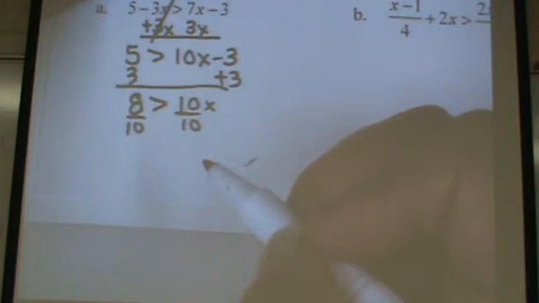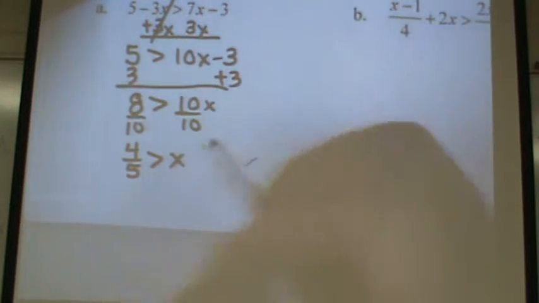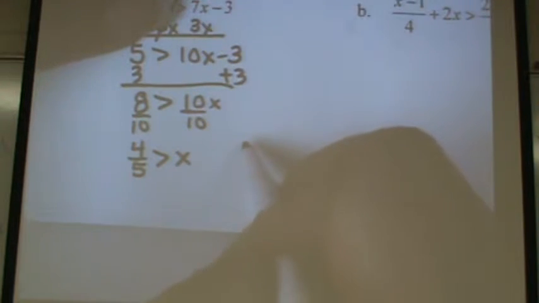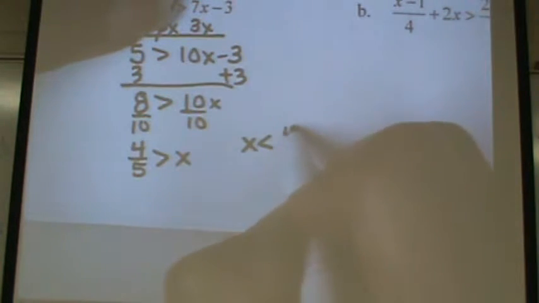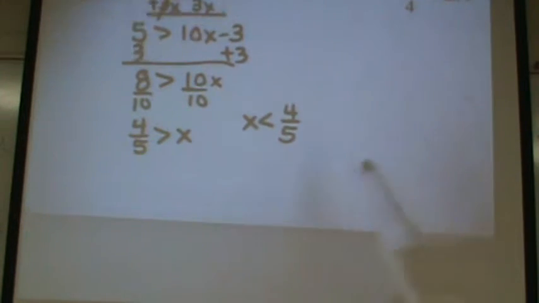2/5? 4/5. 4/5 is greater than x. I like to reverse it. X is less than 4/5. Now, how are you going to write this answer in interval notation?